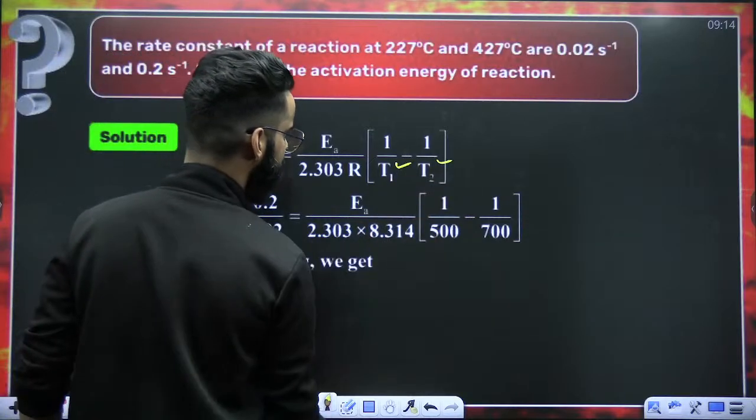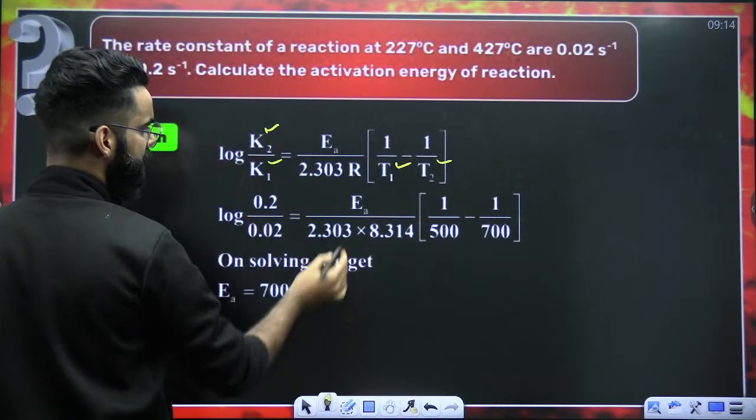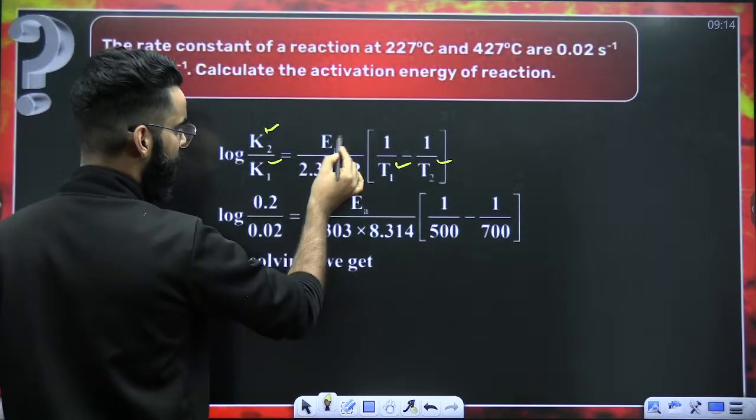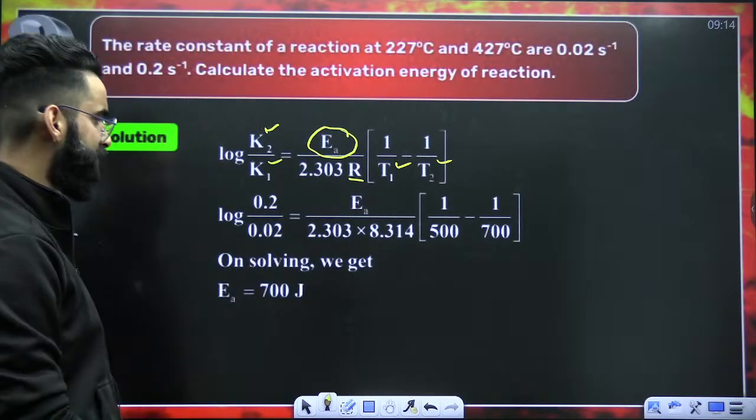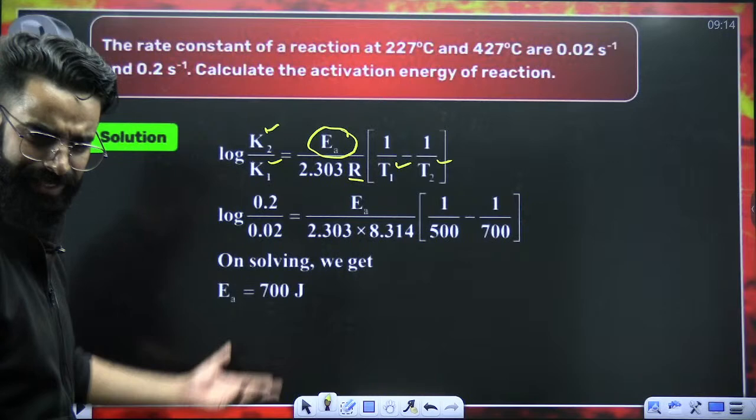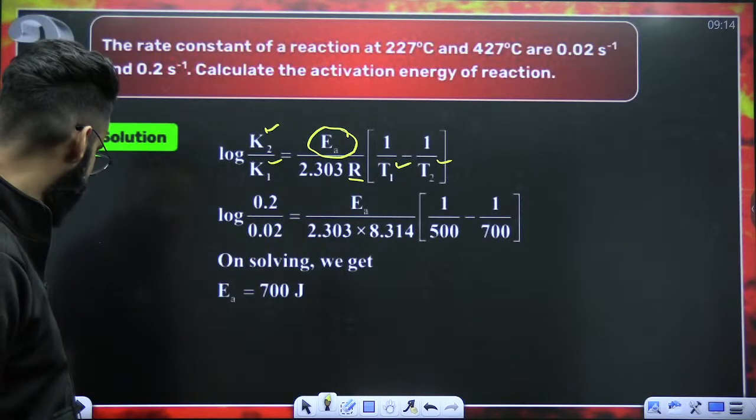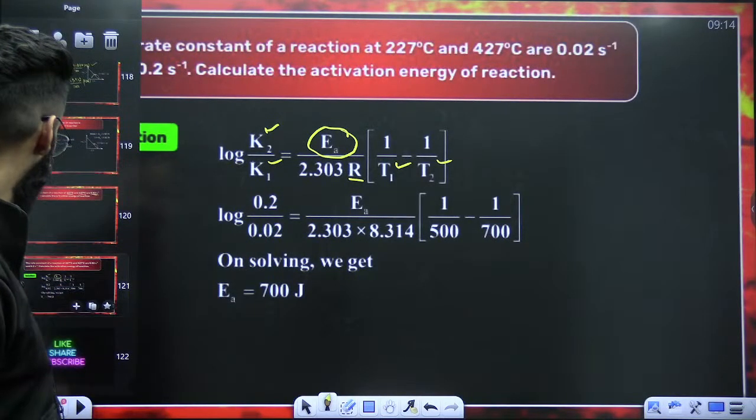T1, T2 is given, right? And K1, K2 is also given. R value already you know, 8.314. One equation, one unknown. So activation energy you can calculate easily, right? This is a simple formula-based equation. Nothing else. Nothing to do here.